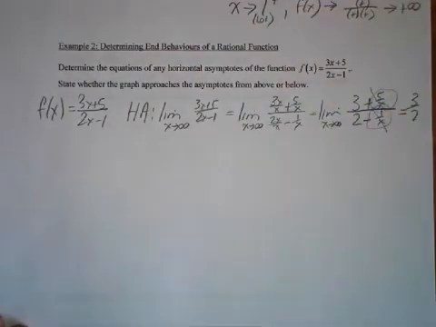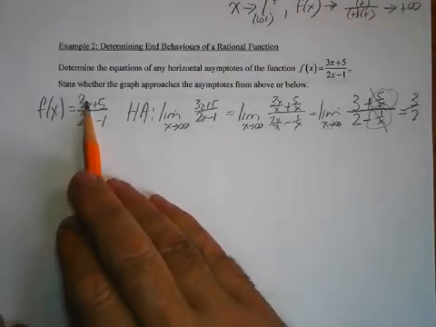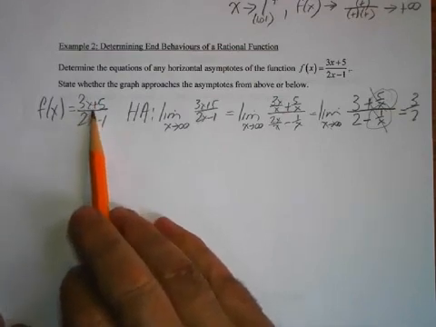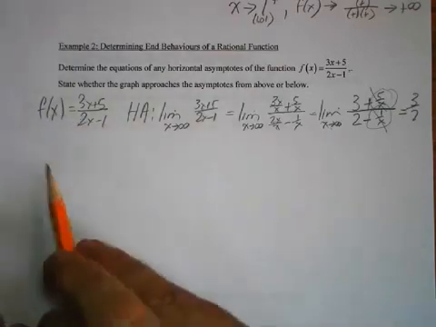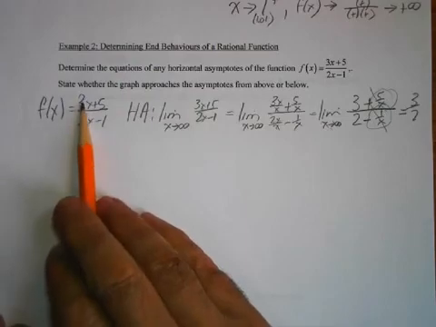Okay, so how do you do this really quickly? Well, in this case the degree is the same, and if you have the same degree for a rational function, the horizontal asymptote will be y equals the ratio of the leading coefficients. So in this case it's 3 over 2.